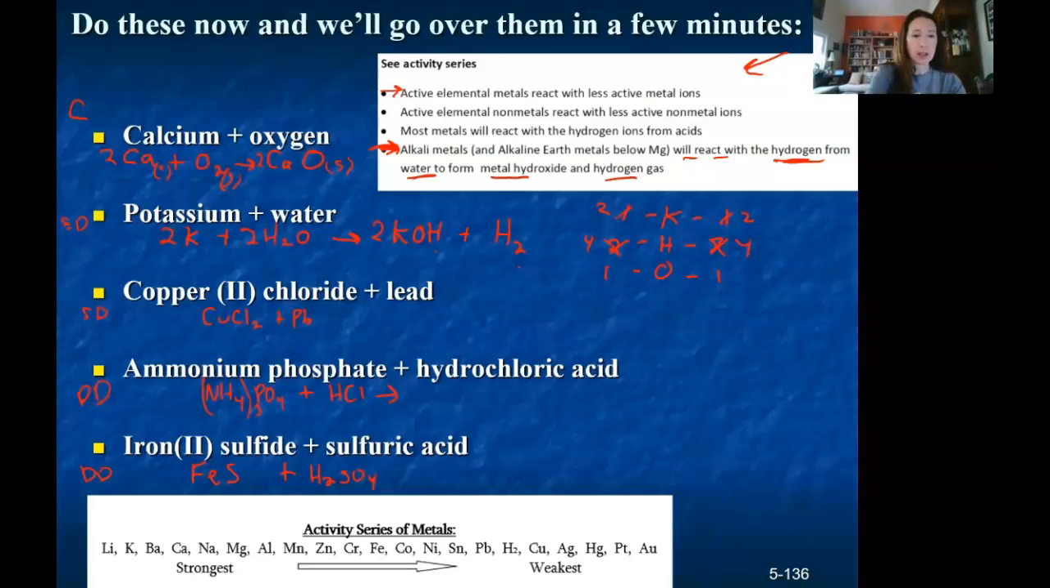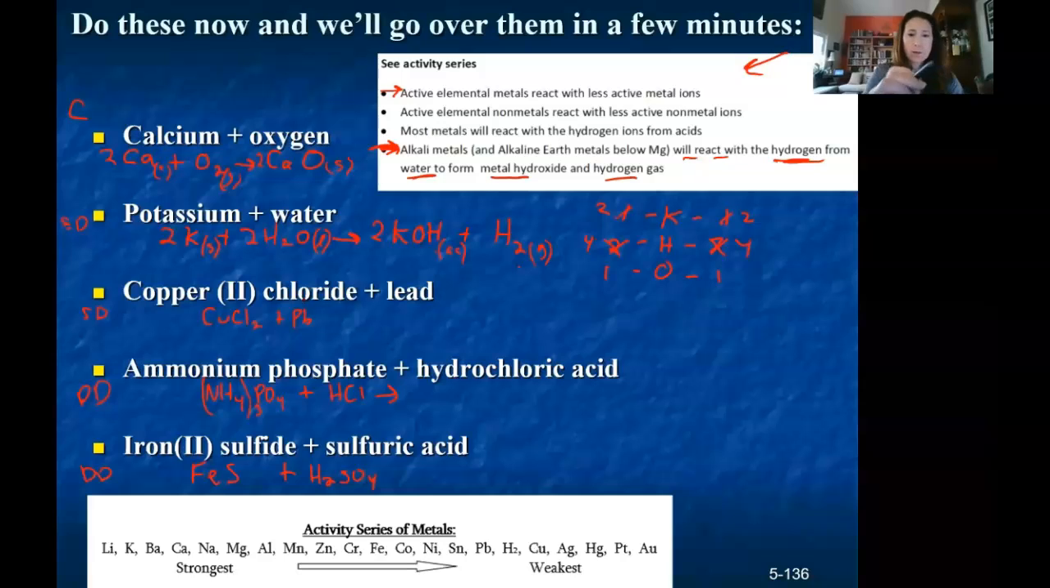Okay, so this is a solid. Water is one of our only liquids. Since we're in water, this is going to be AQ, and hydrogen is a Brinkelhoff gas. Okay, copper 2 chloride and lead. This looks like another single displacement.